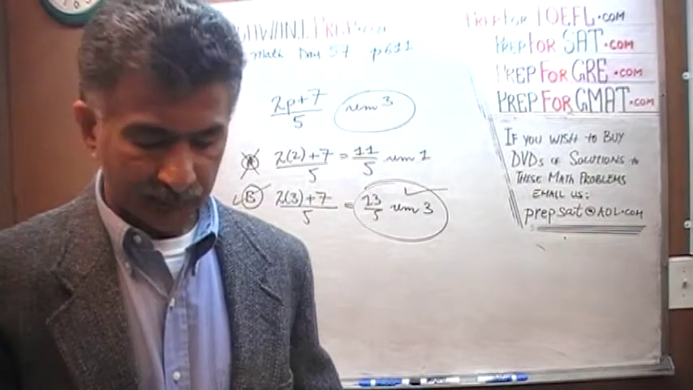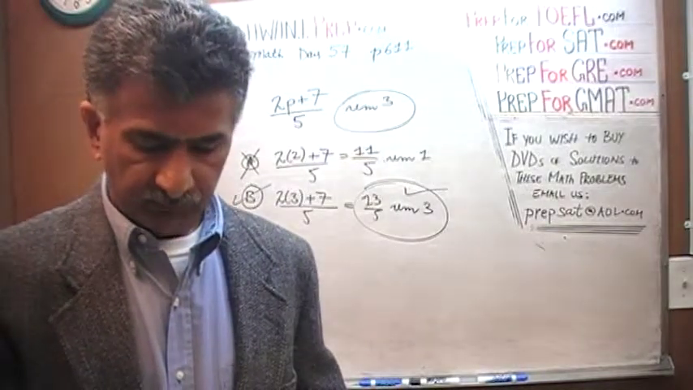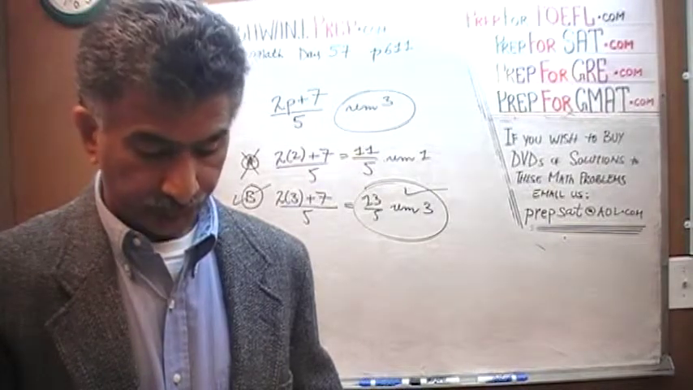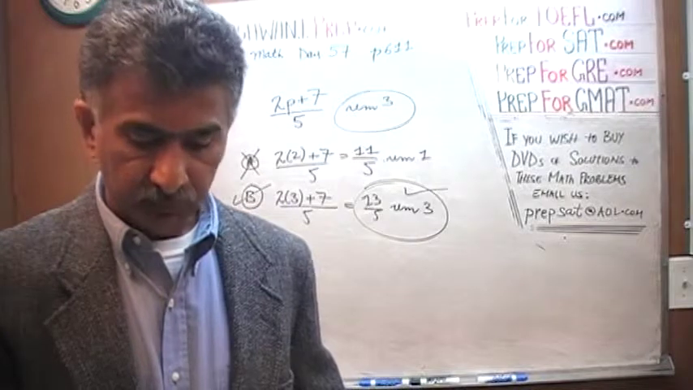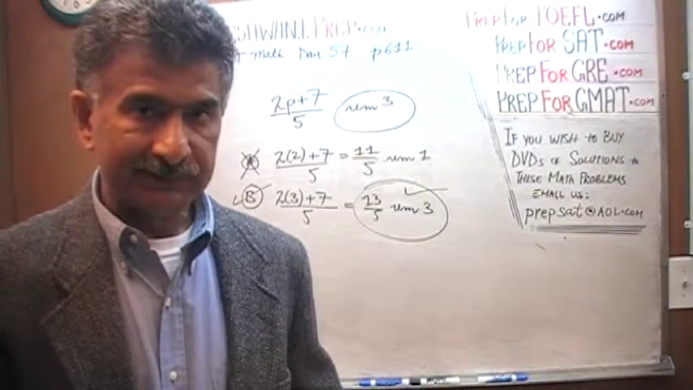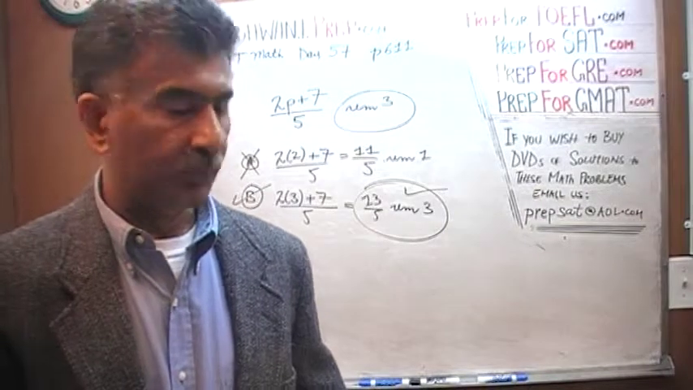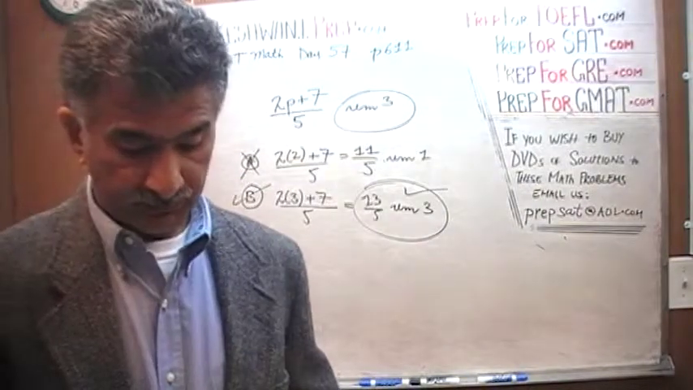I'm doing number C now. 4 times 2 is going to be 8. 8 plus 7 is 15. 15 divided by 5 will have a remainder of 0. In D, we have 5. 2 times 5 is 10. 10 plus 7 is going to be 17. 17 divided by 5 is going to give us a remainder of 2. We need a remainder of 3. D is not going to work.